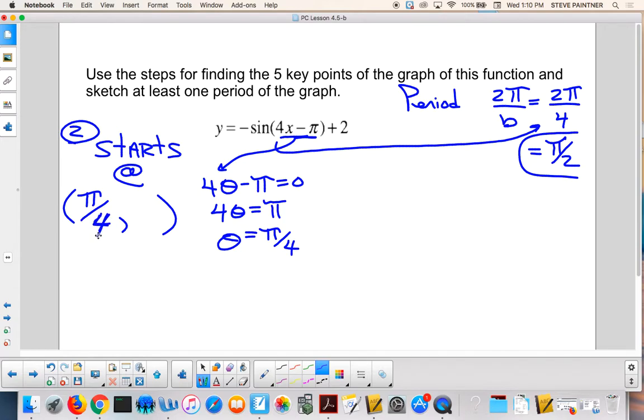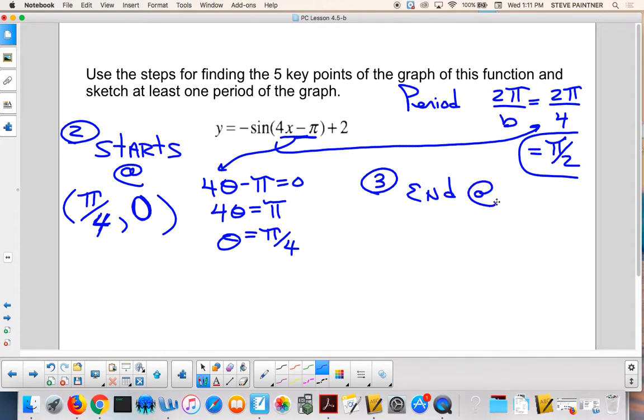I got the starting point to be pi over 4 comma. Where does sine start? 0. Okay, now you guys, you're doing more than I asked you to do. You're right. I'm not going to do that though. I'm going to wait till the end to add 2. So if you want to do it now, go ahead and do it. Okay. Where's the end point? Ends at?